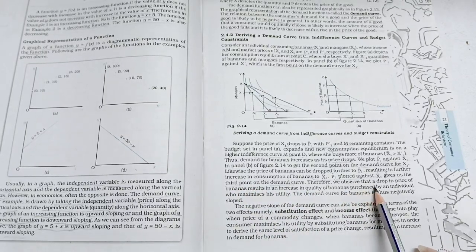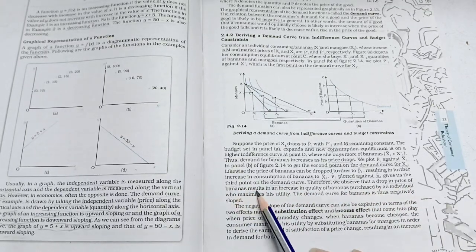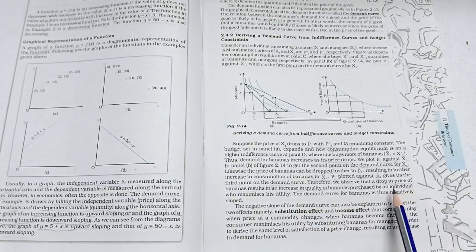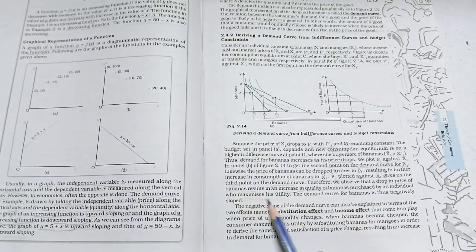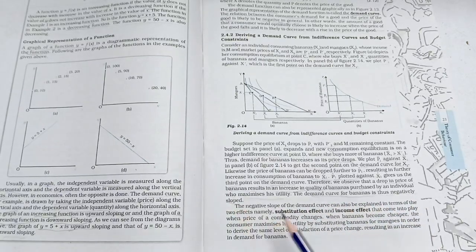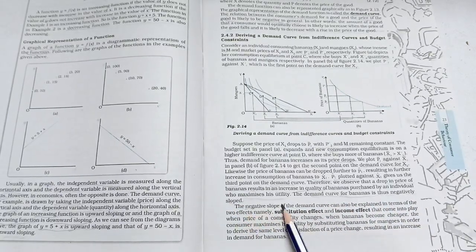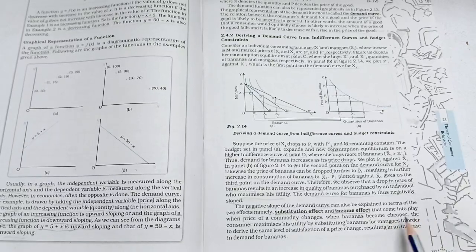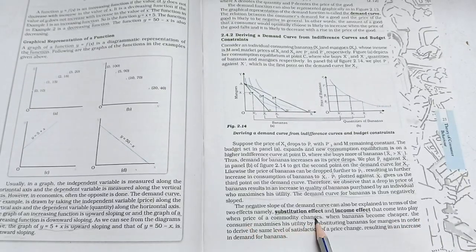Therefore, we observe that a drop in the price of bananas results in an increase in the quantity of bananas purchased by an individual who maximizes her utility. The demand curve for bananas is thus negatively sloped. The negative slope of the demand curve can also be explained in terms of the two effects, namely the substitution effect and the income effect, that come into play when the price of a commodity changes.